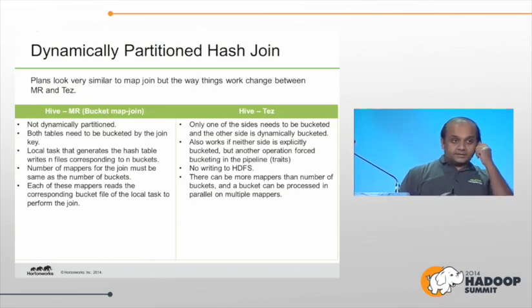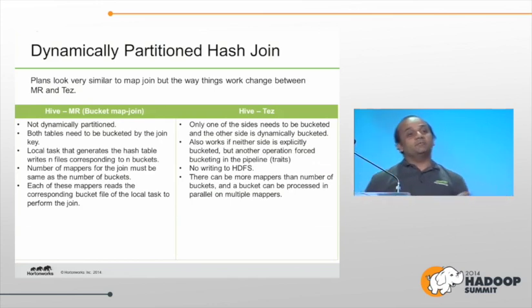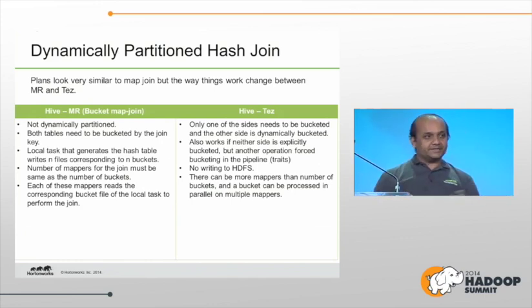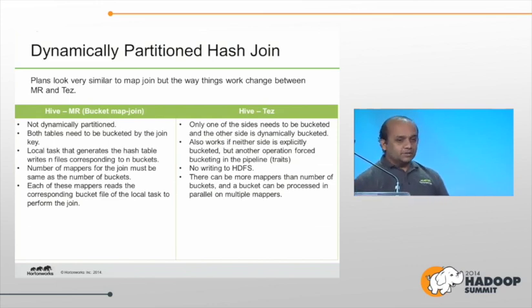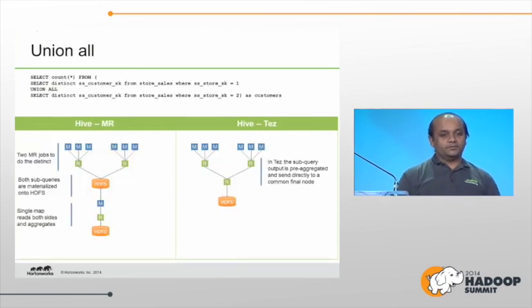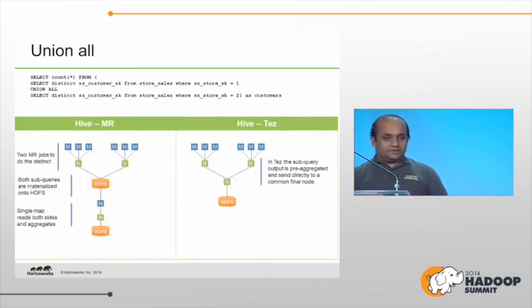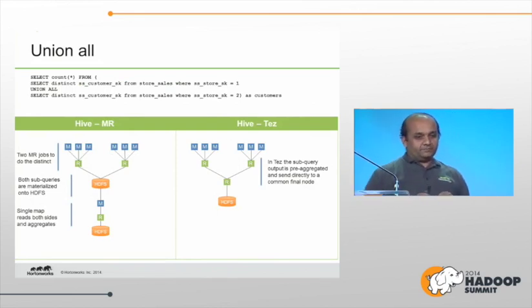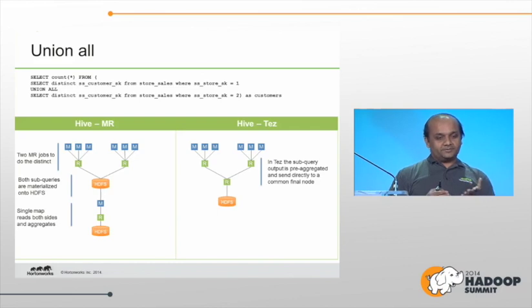And another thing is we are not restricted to the number of mappers, I mean, one mapper per bucket. That restriction is gone away. The bucket can be processed across multiple mappers. So that is why a dynamic partition hash join performs much more efficiently than what it would do in an MR mode.